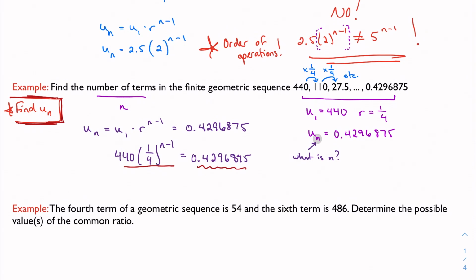To do that, at this point, because we haven't learned how to solve exponential equations, we're going to need to turn to our calculator. And I'll show you in just a second what that will look like. But I now have an expression for my sequence in general with a variable. And I want to know what value of n makes that expression equal to the number I'm given, 0.4296875.